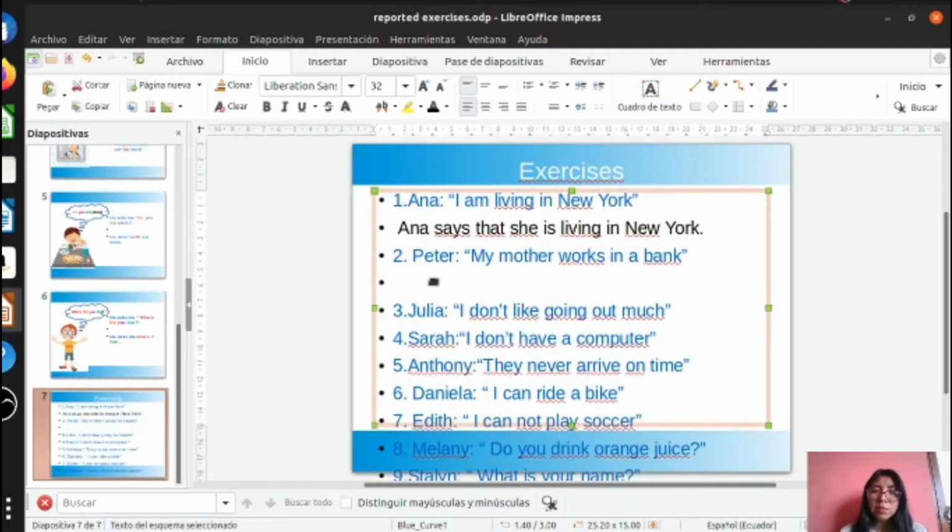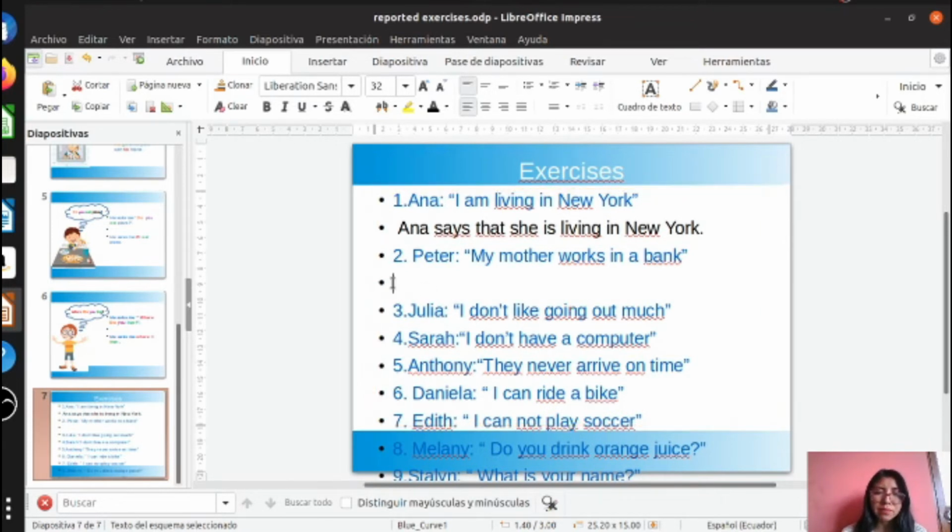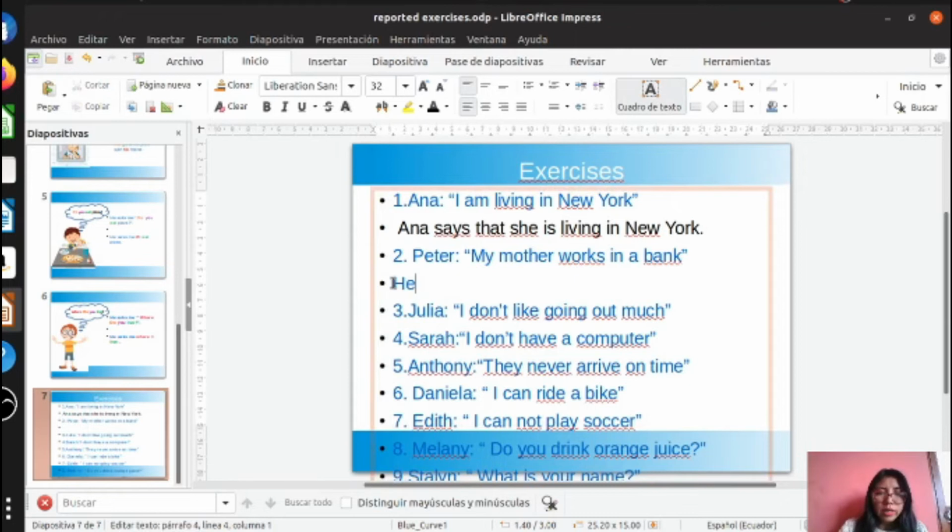In this case, I am going to report that Peter says. In this case, he is a boy. I can use he says or Peter says. Okay, that is correct. He says, remember, we can use that or not. In this case, I am not going to use that. Usted puede utilizar that si quiere o no. En este caso no lo voy a utilizar. And that is correct.